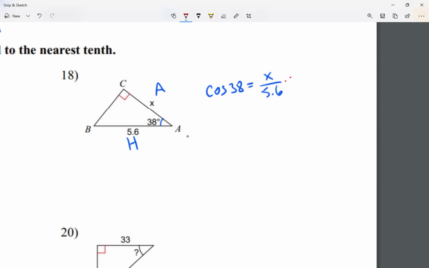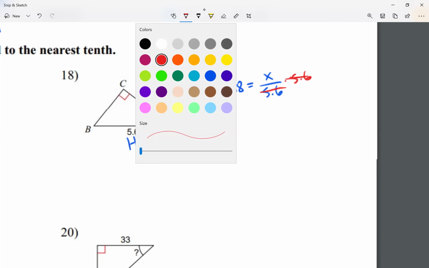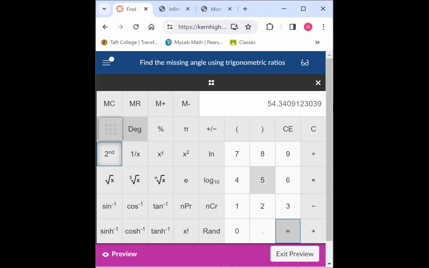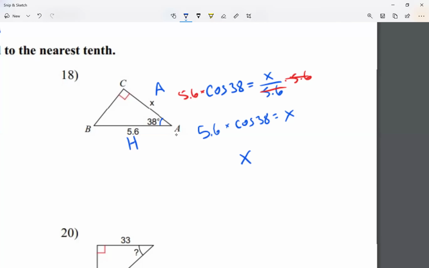Okay, so now here, let me multiply both sides by 5.6 because this cancels out. So I have that 5.6 times cosine of 38 is equal to X. So let me go to my calculator. 5.6 times cosine. Make sure you use cosine and not cosine inverse. Okay, 5.6 times cosine of 38, close parentheses. I'm going to round it to 1 decimal place. So I'm going to call this 4.4. X equals 4.4.